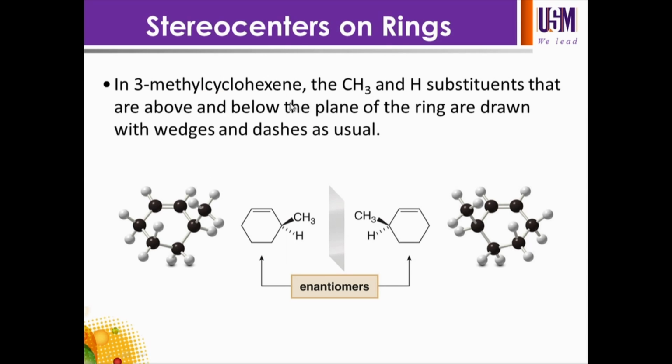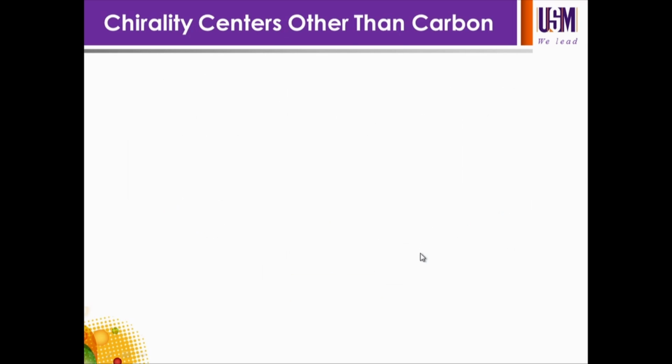In 3-methylcyclohexene, the methyl and hydrogen substituents that are above and below the plane of the ring are drawn with wedges and dashes as usual. So, in order to determine the stereocenter, you have to draw the molecule in its 3D structure. Then you can see that it is bonded to 4 different groups. And when you place this 3-methylcyclohexene in front of a mirror, you will see that it is a pair of enantiomers because its mirror image is non-superimposable.